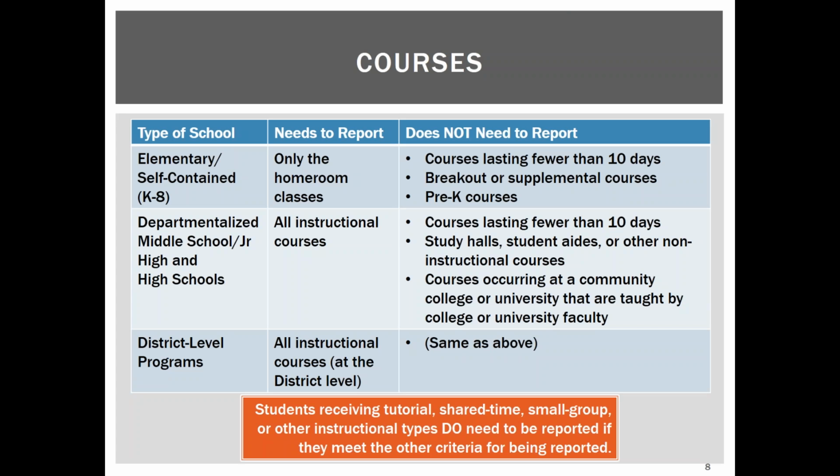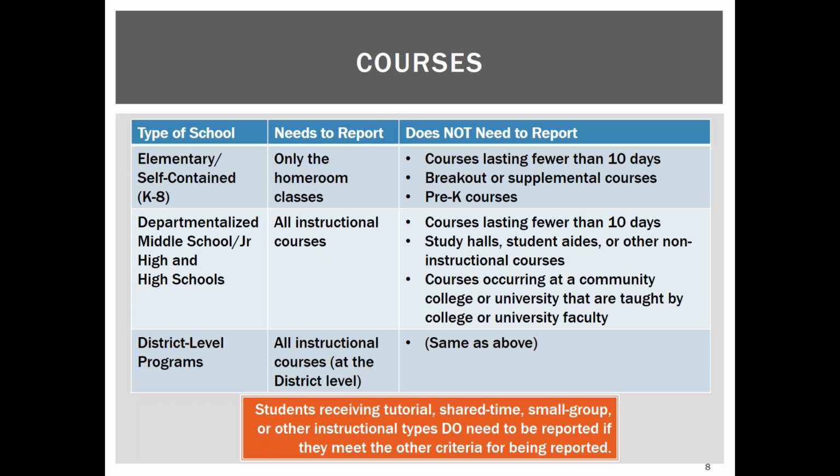If you're an elementary or self-contained K through 8 or pre-K through 8 school, you only need to report the homeroom classes. So don't report any of the breakout classes, like in this case, music, PE, Title I services, those kinds of things. Do not include courses lasting fewer than 10 days, and do not include pre-K courses.